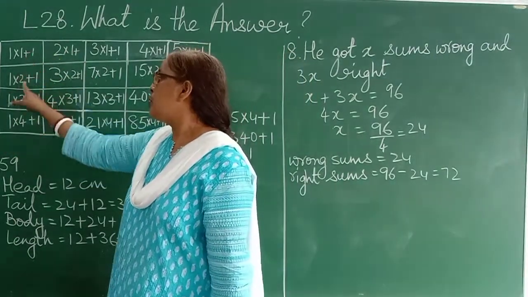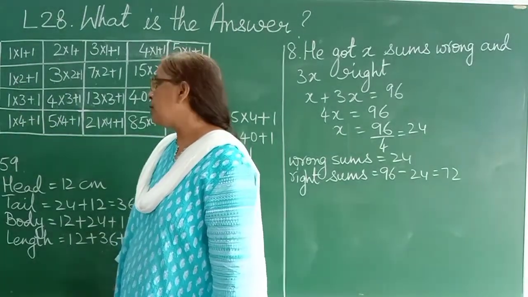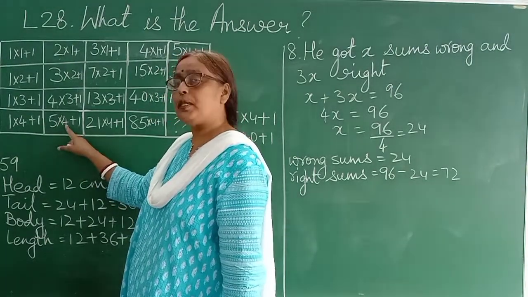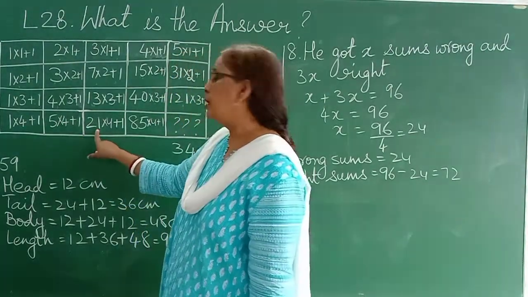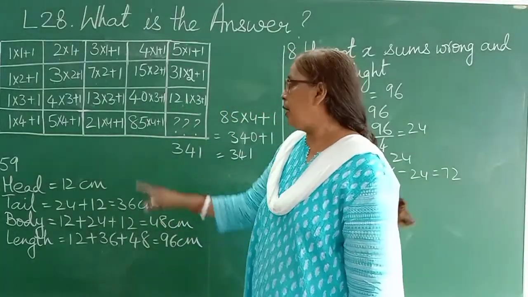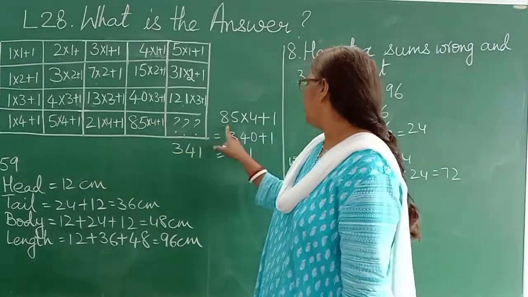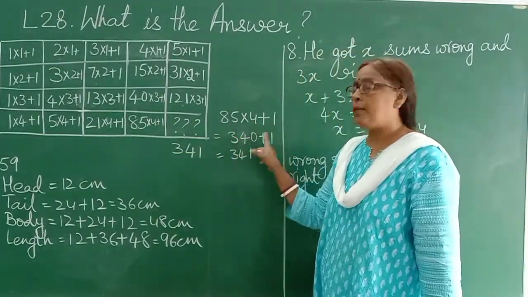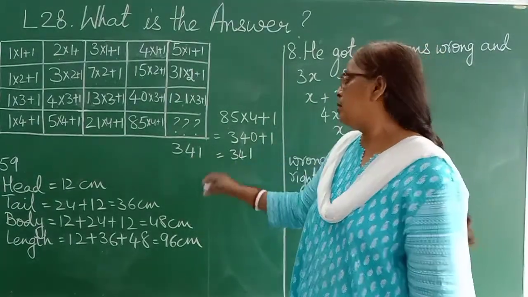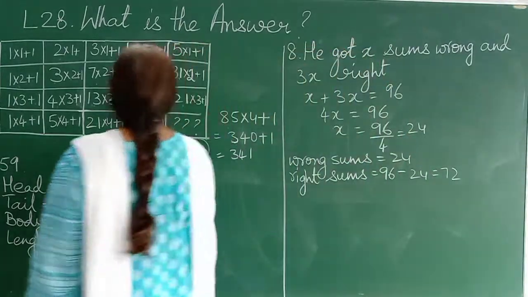Now 1, 2, 3, next number will be 4. 1 into 4 plus 1, 5. 5 into 4 plus 1, 21. 21 into 4 plus 1, 84 plus 1, 85. 85 into 4 plus 1, 340 plus 1, we get 341. So the answer is 341. This is the answer.